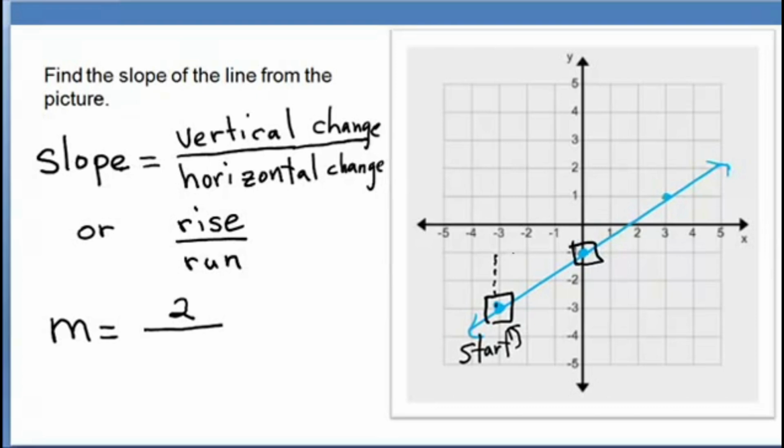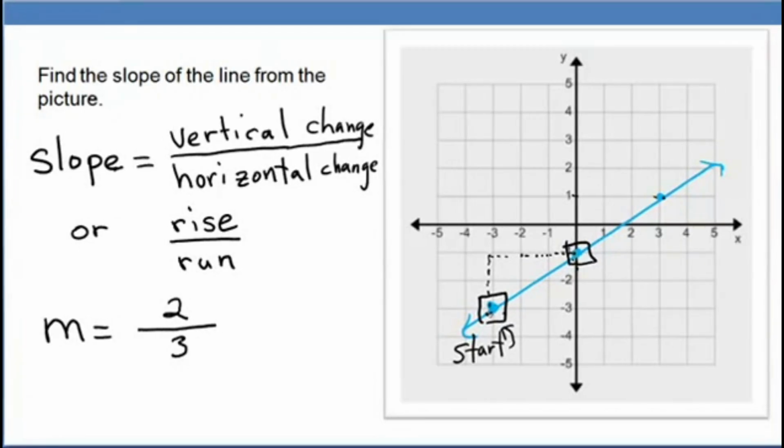And then I'm going over to the right to get to the second point. 1, 2, 3 spaces. Since it was to the right, it's positive. If it had been to the left, it would be negative. So my slope for this line is 2/3. For every 2 it goes up, it goes over 3.